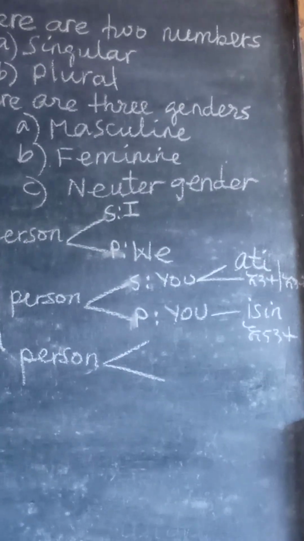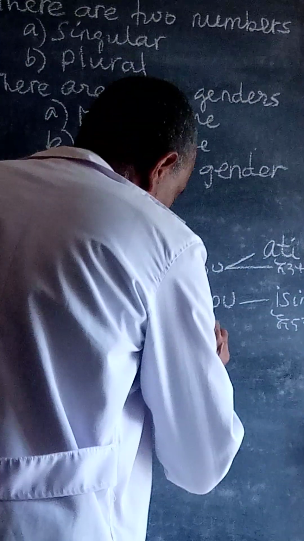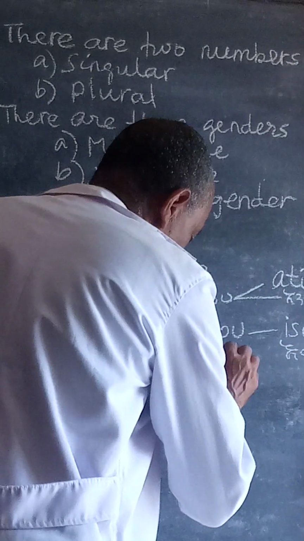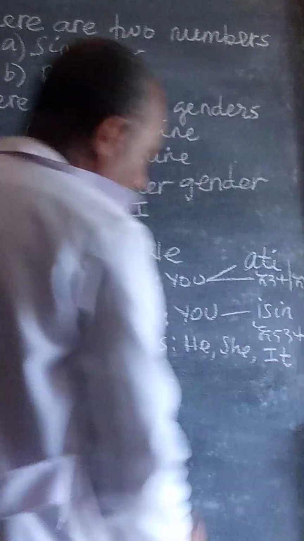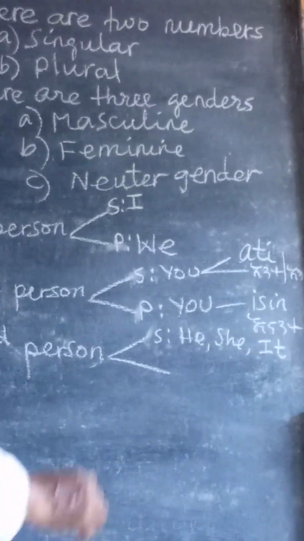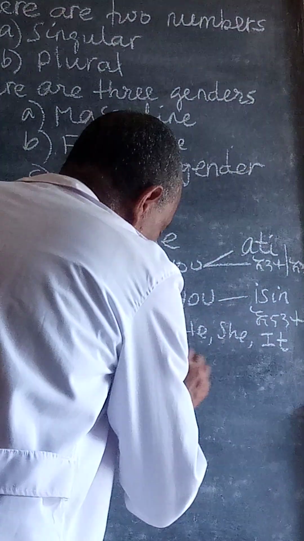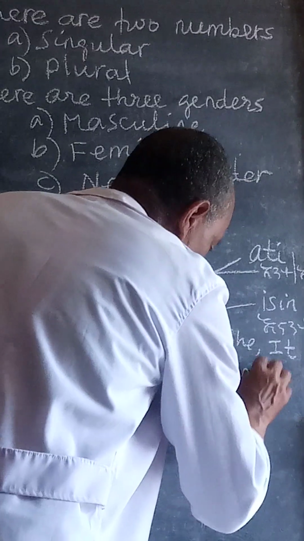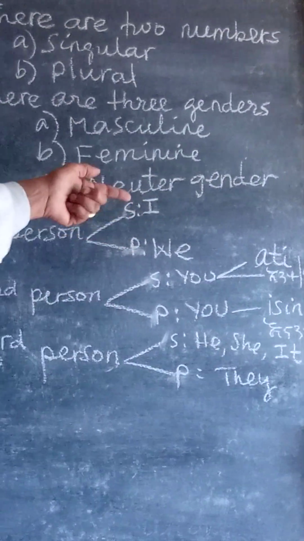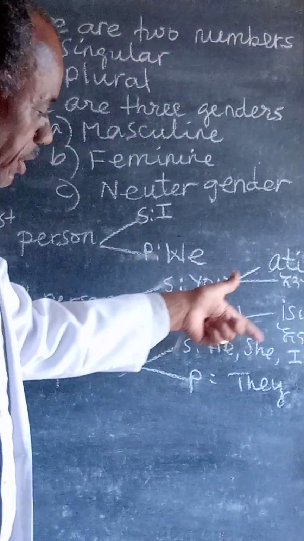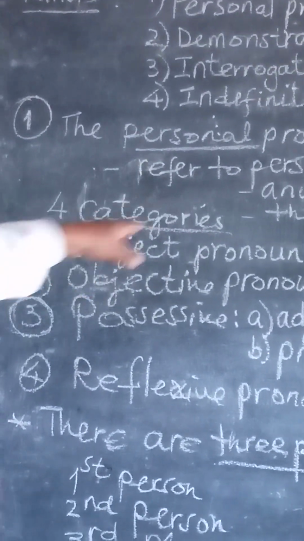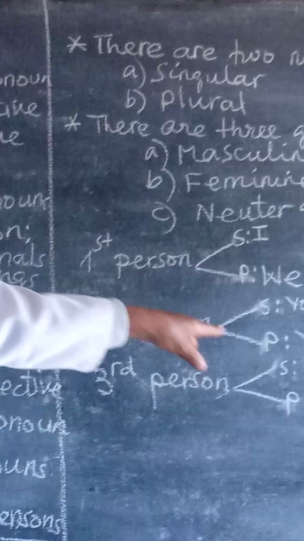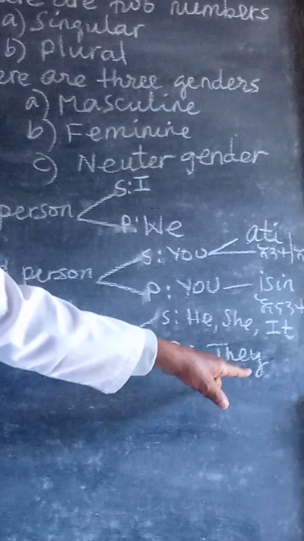The third person singular subjects are he, she, it. The third person plural subject is they. So if we count I, we, you, he, she, it, they, the number is 7. These are the subject pronouns.